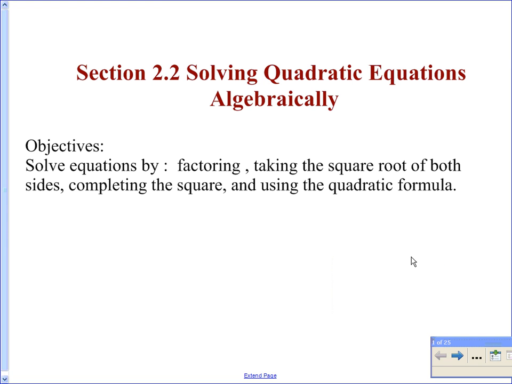In section 2.2, we're going to be solving quadratic equations algebraically, and we're going to do this 4 different ways. We're going to do it by factoring. We're going to do it by taking the square root of both sides. We're going to do it by completing the square, and we're going to do it by using the quadratic formula.